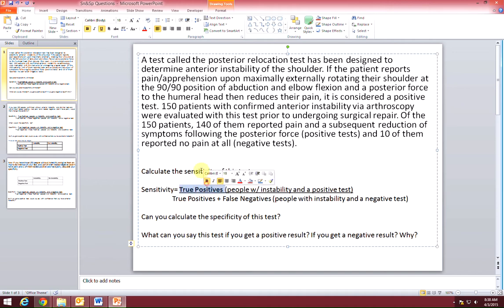That goes here. Ten of them report no pain whatsoever, meaning that they have a negative test, but we know that they actually do have the pathology. So this is a negative test even though you have a pathology, which means you have a false negative. You can't calculate specificity here, because we are not looking at those patients who do not have the pathology and have a negative test. We're looking at the people who do have a pathology and do have a positive test.